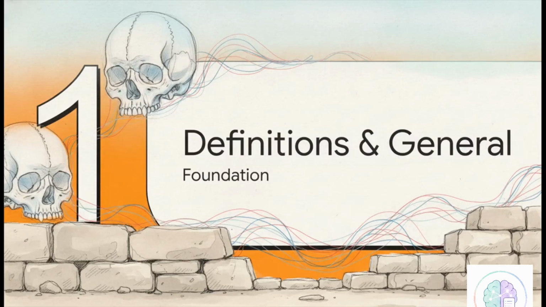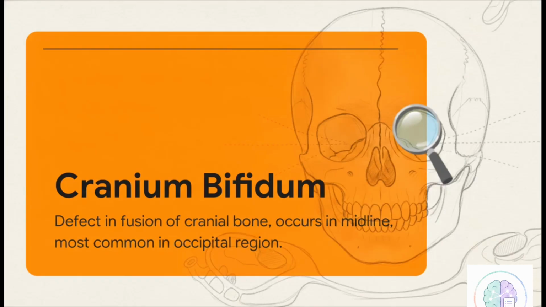All right, let's jump straight into Section 1, Definitions and General Information. First up, we have to build our foundation by defining cranium bifidum. Simply put, this is a defect where the cranial bone completely fails to fuse. It almost always happens right in the midline, and you're going to see it most commonly in the occipital region. This specific anatomical opening is exactly what sets the stage for the herniations we're about to talk about.